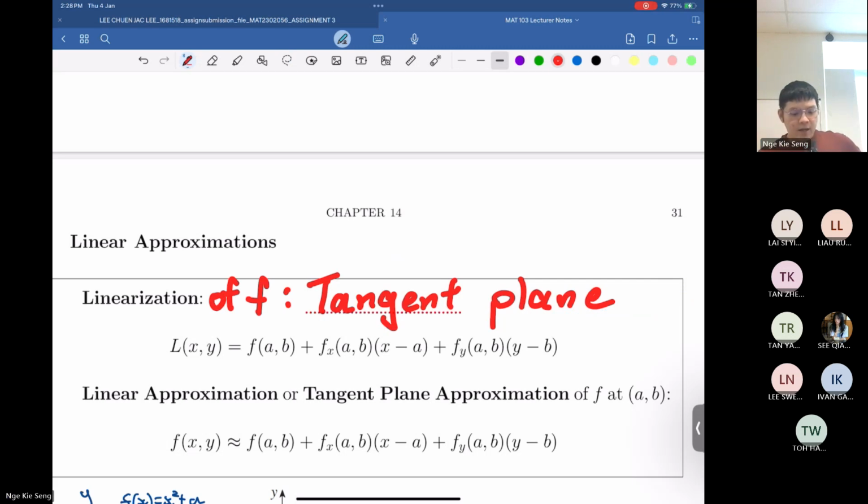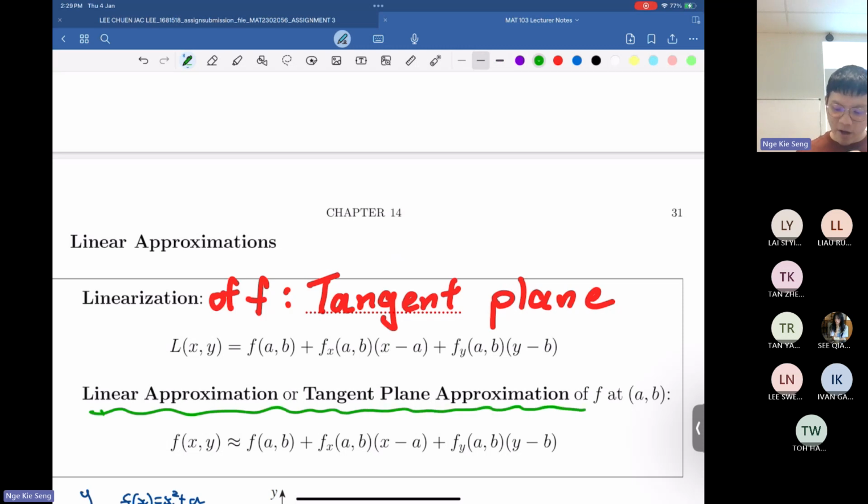What's linear approximation? Linear approximation means you want to approximate the point nearby using the tangent plane. So what are we doing here? Let me write here. What is linear approximation here? By definition it is this, not an equation but an approximation.